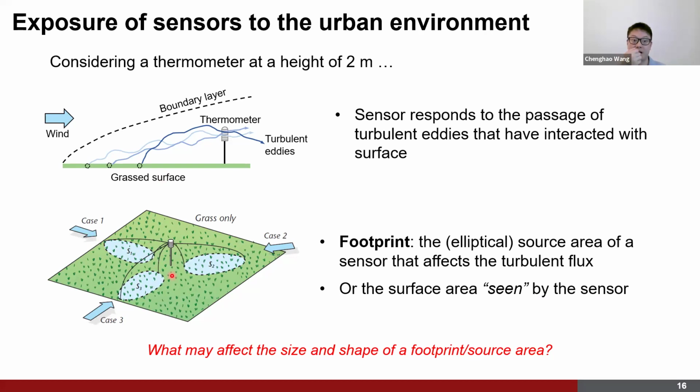And there are a bunch of different variables or conditions that can influence the size and shape of the footprint or source area. As you can imagine, if we have a more complicated surface, the footprint can also be different. Of course, if we have changing wind direction and changing wind speed, this elliptical shape can also change. And the shape and size also depend on the atmospheric boundary layer stability condition. For example, we will have totally different shape or size of the footprint under stable condition versus unstable condition.